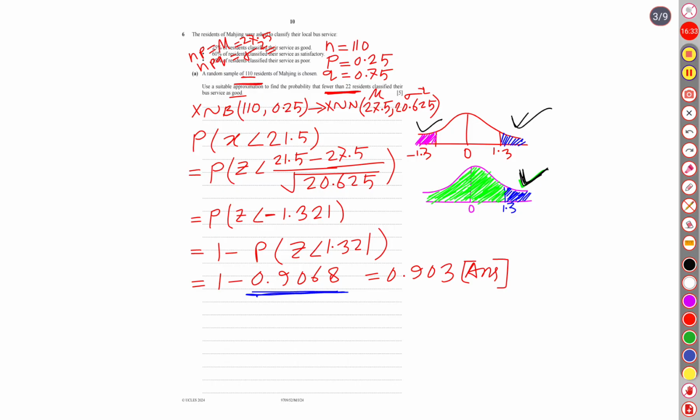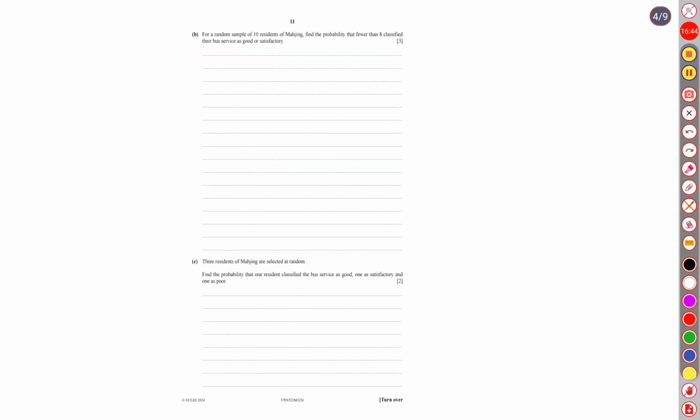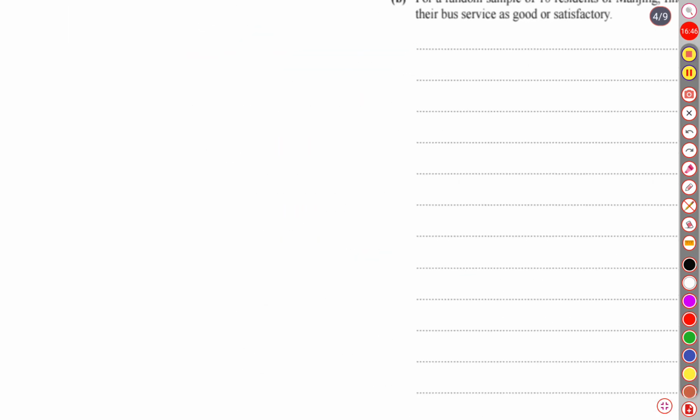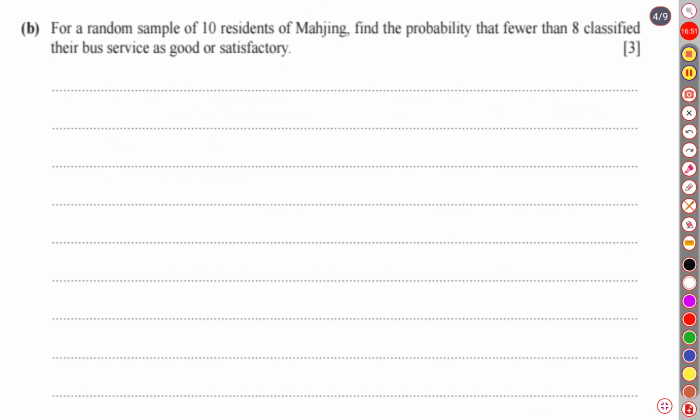Let's move on to question number B. Question number B says that for a random sample of 10 residents of Mahjong, find the probability that fewer than 8 classified their bus service as good or satisfactory.